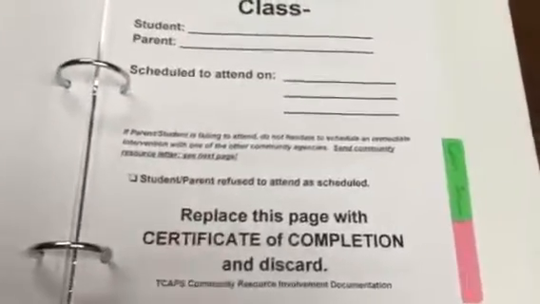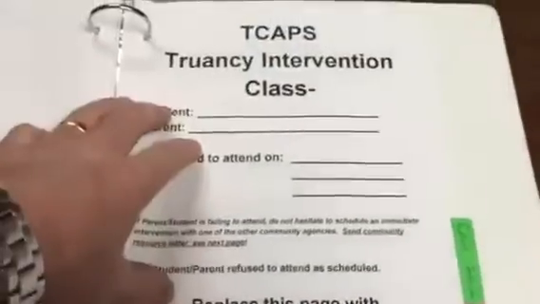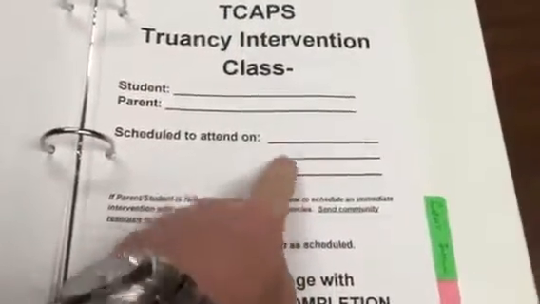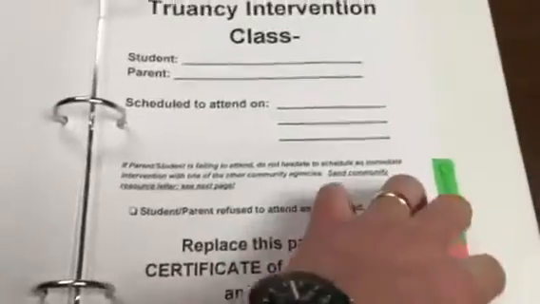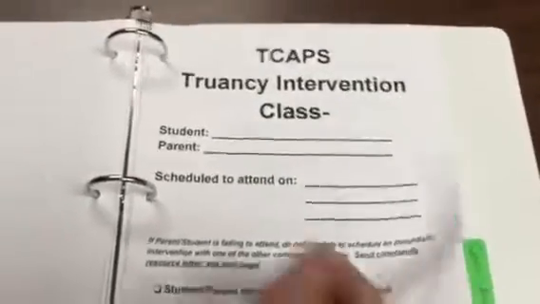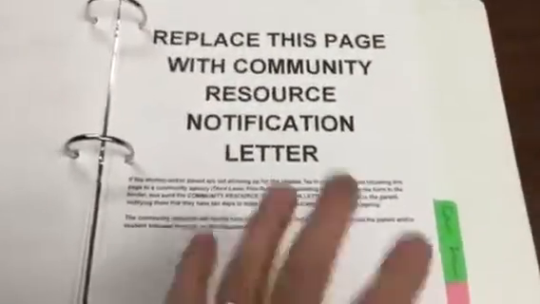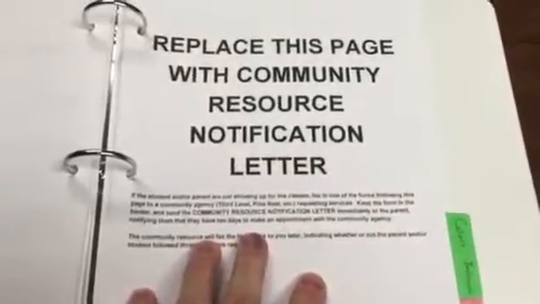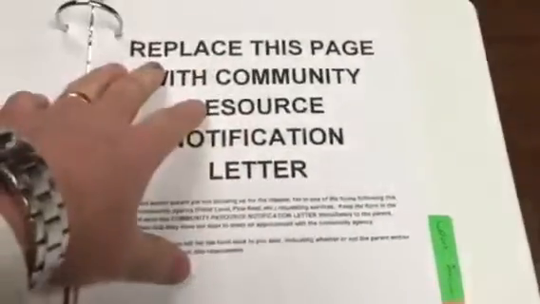You pull this out and discard it. So that way you've either got documentation of how many times you've tried to schedule them, or you've got a certificate. Either way, you've got documentation, which is what the prosecutor likes to see. If you're referring them to a community agency like Pine Rest, you put that letter here.